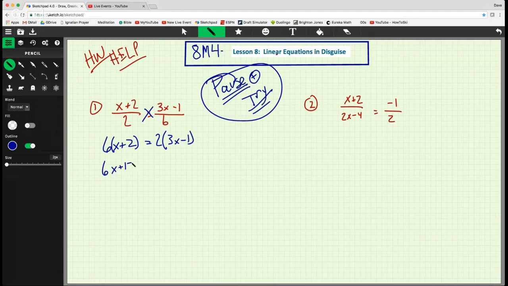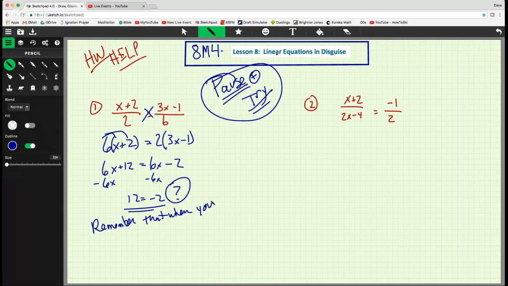We have 6x plus 12 equals 6x minus 2. And so we subtract 6x from both sides, and we get 12 equals negative 2? What? 12 equals negative 2? What is going on? That's not true. Well, remember from yesterday that when you end with a false statement, there are no solutions.